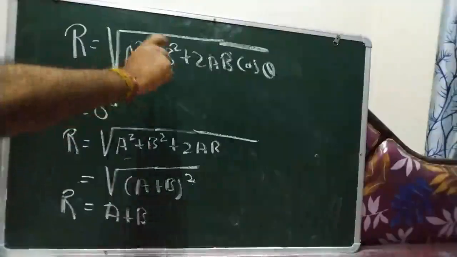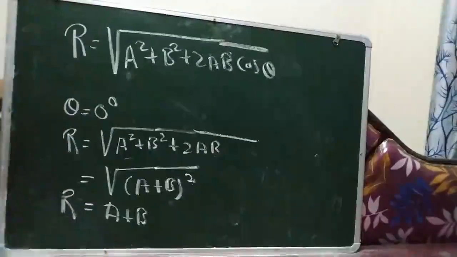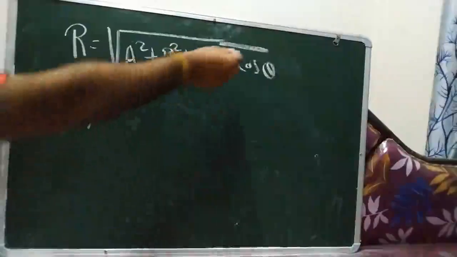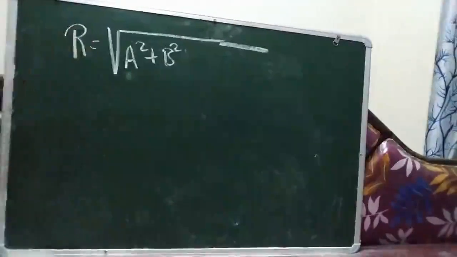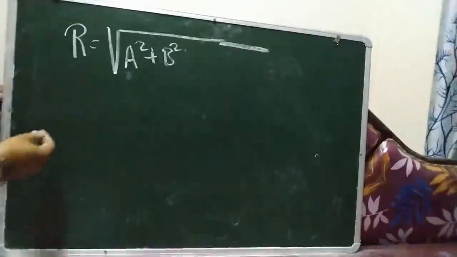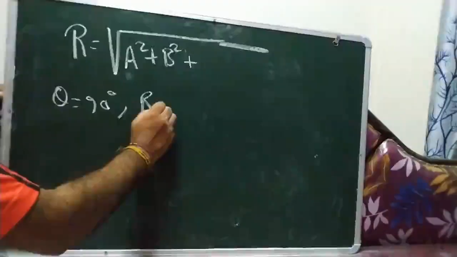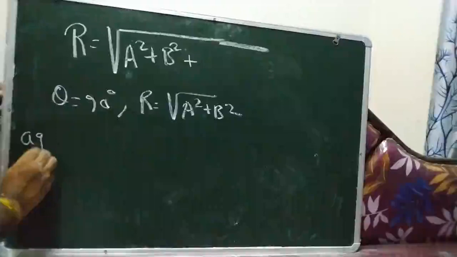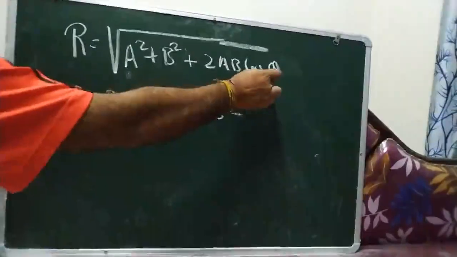If the angle between two vectors is theta, this gives the magnitude of the resultant vector. If we wrote vectors it would be direct, so we are calculating the magnitude. Similarly, if the angle is 90 degrees, then cos 90 equals 0, so this term becomes zero, and R equals root over A square plus B square. So if theta equals 90, R equals root over A square plus B square. The general formula had twice AB cos theta, so putting theta as 90 makes it 0, and this remains.